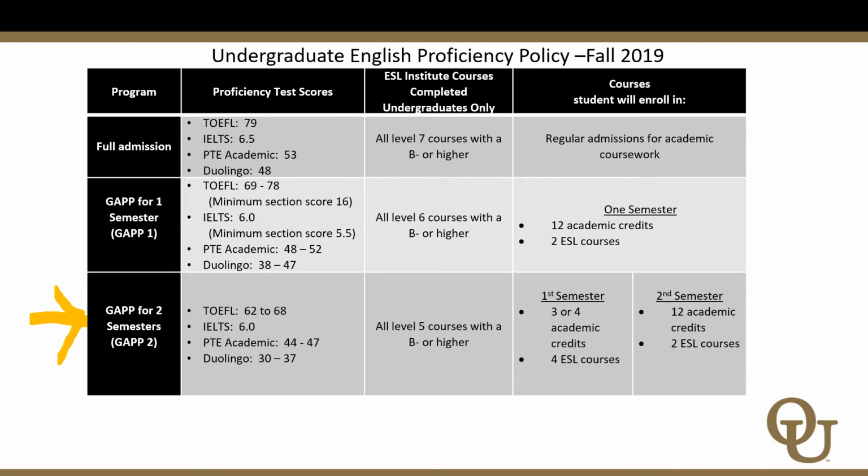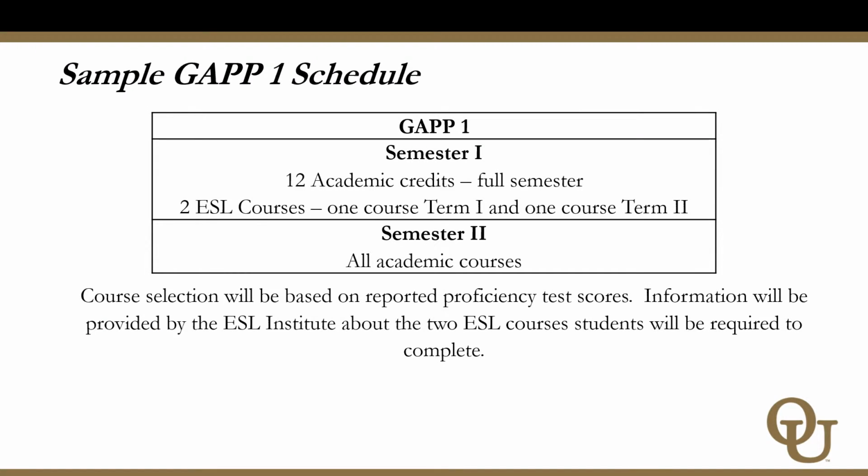Let's look at the next slide and I'll explain in more detail what a course schedule would look like for a GAPP 1 student as well as for a GAPP 2 student. So a GAPP 1 schedule would look like this. The first semester, they would be taking 12 academic credits for the full semester. So if it was the fall semester, they would be taking these 12 academic credits for September, October, November, and finishing in December. During this same time, they would be taking 2 ESL courses.